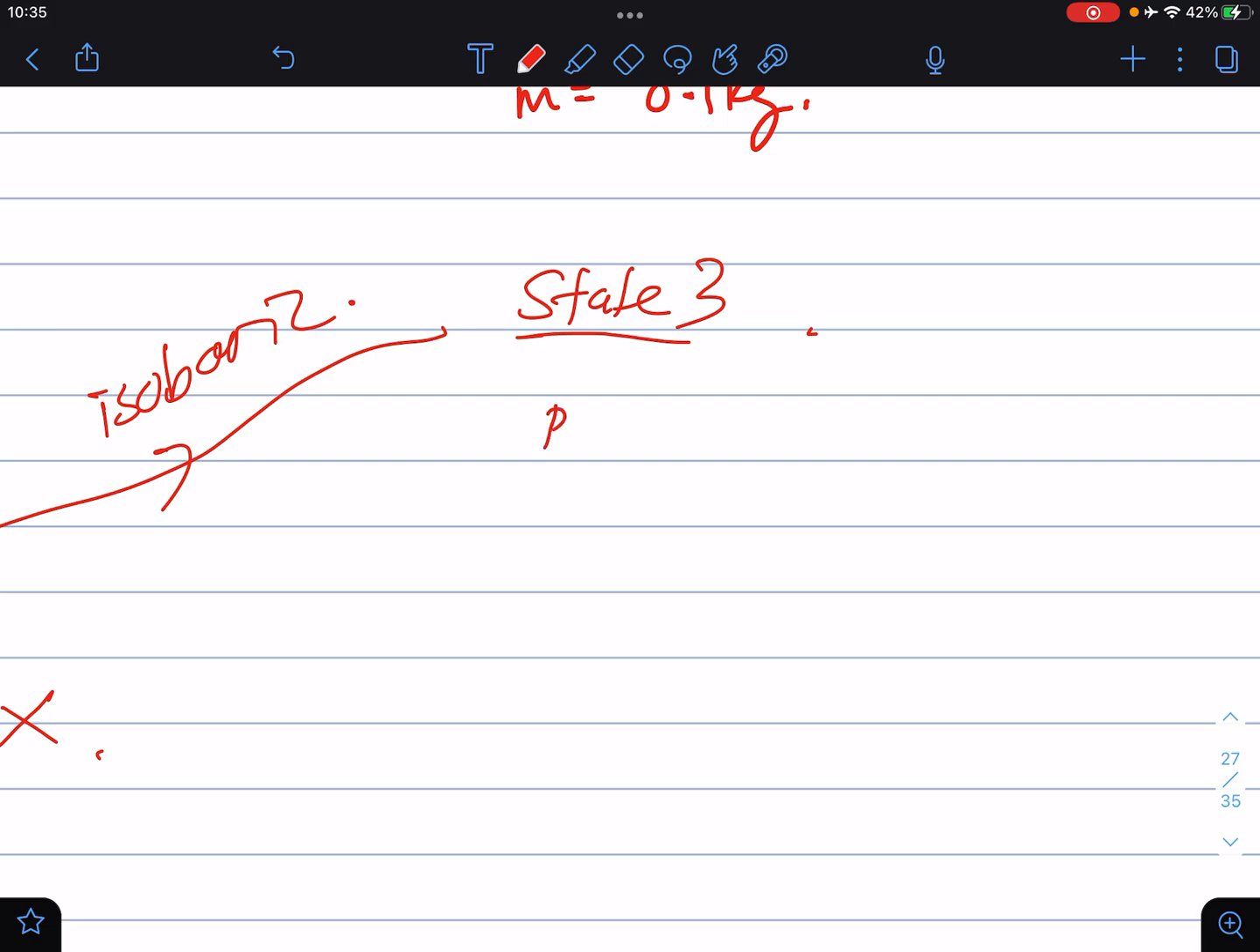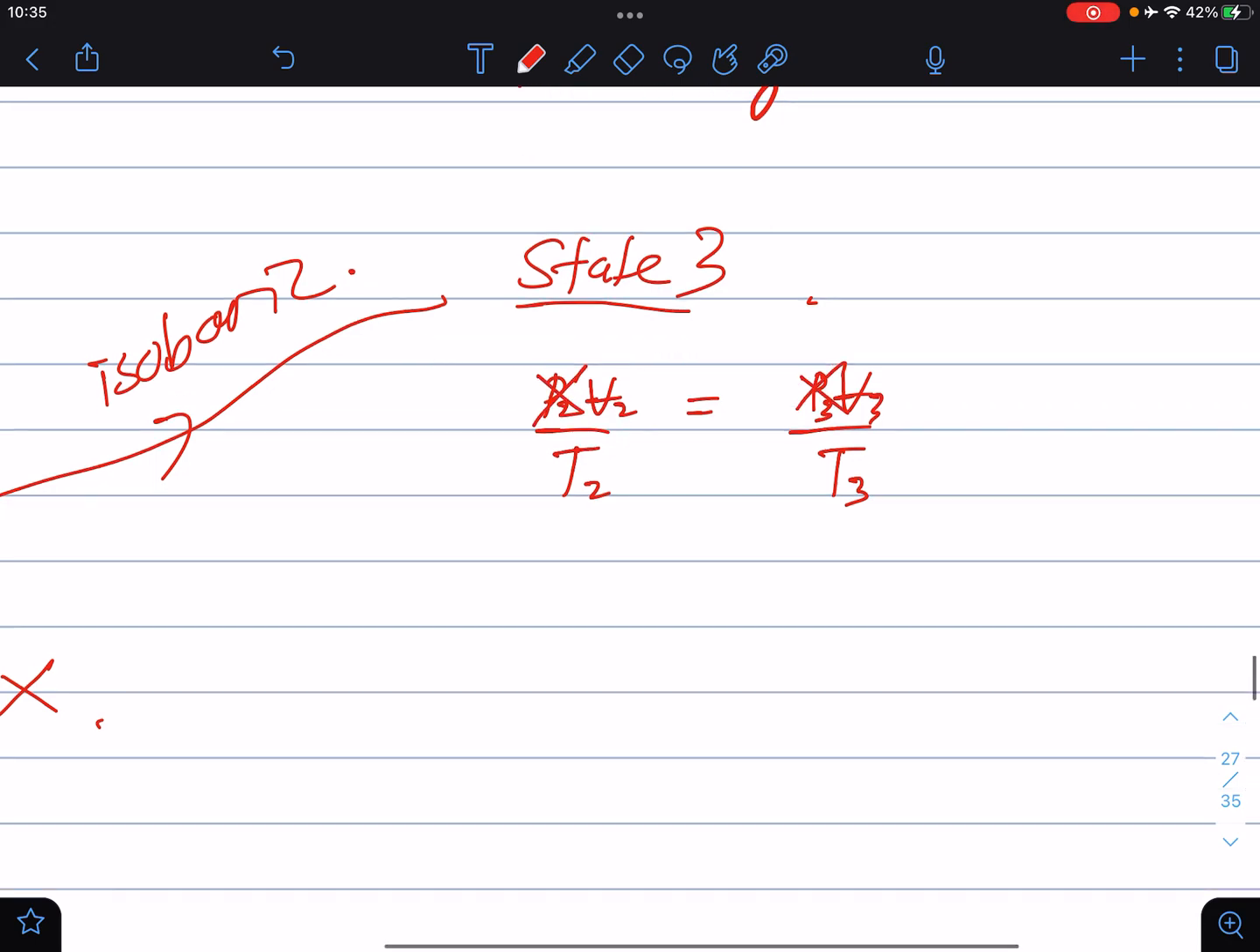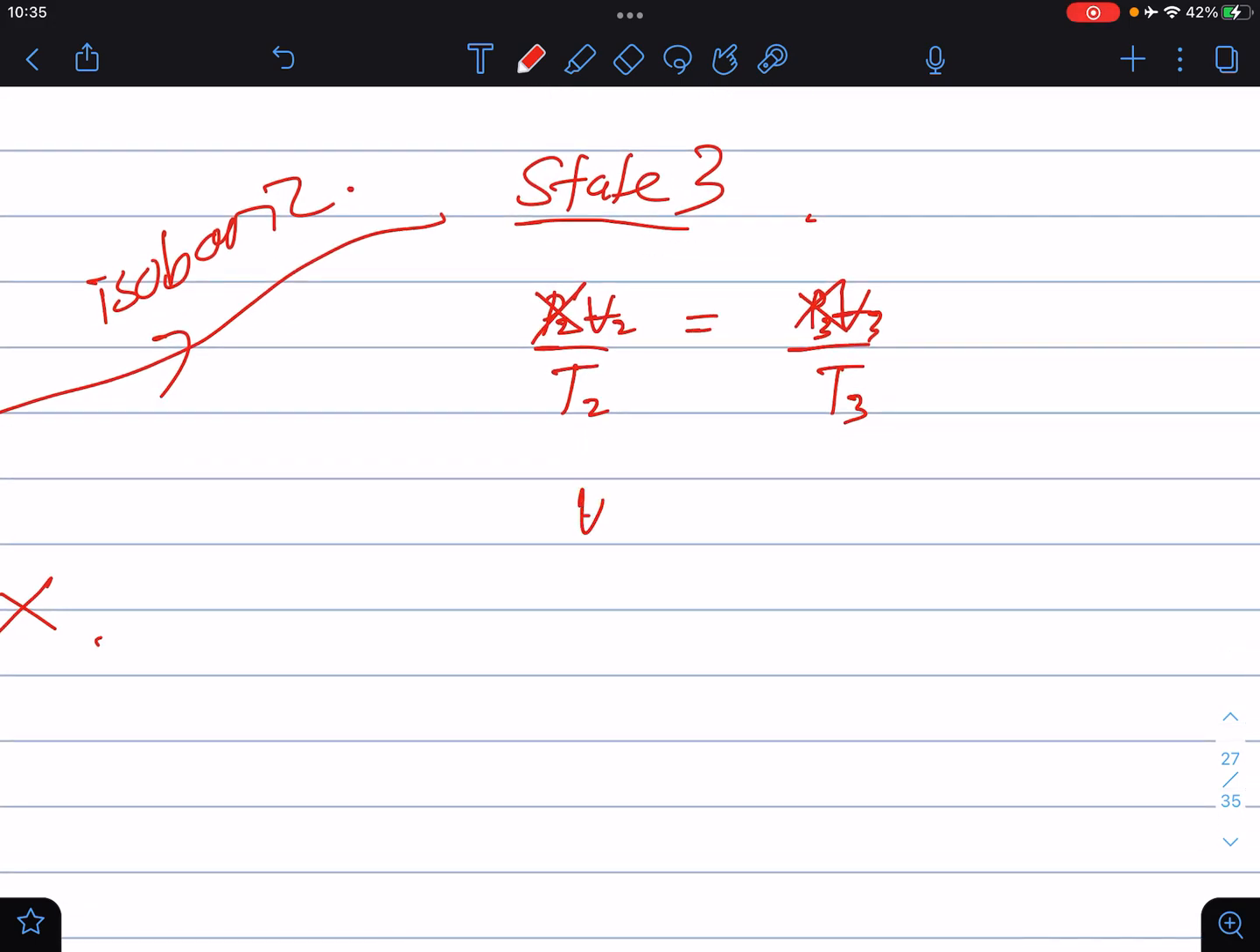For isobaric, just look at the traditional equation, PV over T from 2 to 3. We know that P2 and P3 are constant, so you are left with V2 over T2 equal V3 over T3.